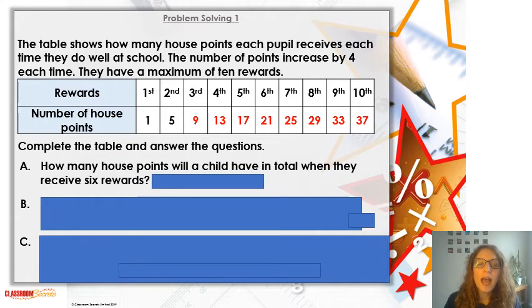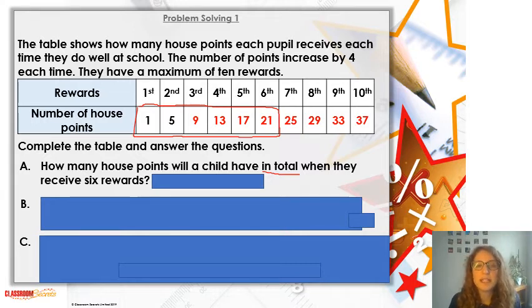Okay, how many house points will a child have in total when they receive 6 rewards? Okay, so the important bit here is in total. So we don't just say 21 points, okay, because in total they've also received these points as well. So they've received the 1, 2, 3, 4, 5 and 6. So we need to add all of those together. So I'd like you to pause the video, have a go at adding those together. You might need to do column addition to help you.